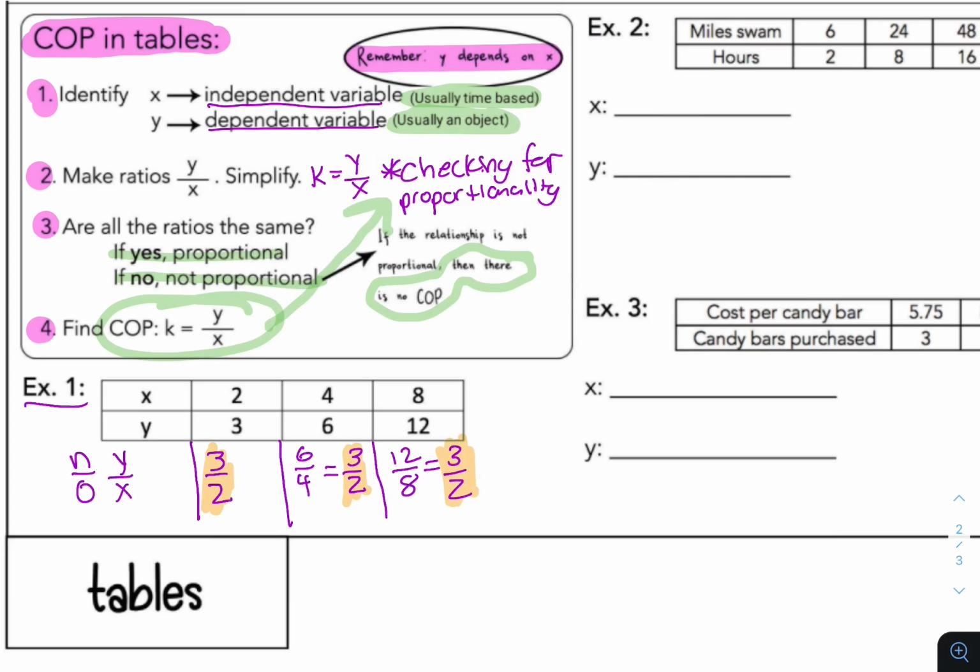So this means a couple of things. This means that 1, it's proportional. And 2, the constant of proportionality, which we get from doing y over x, which is what we checked here, is simply that simplified ratio of 3 over 2. So now we know our full answer of it being proportional, and the constant of proportionality is 3 over 2, aka that simplified ratio, not radio.